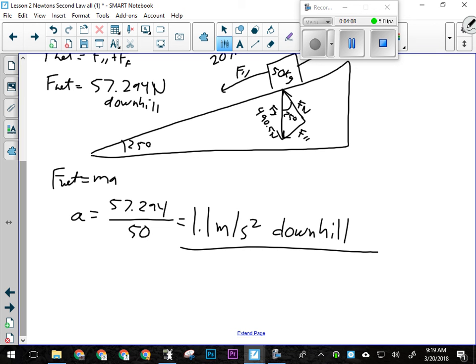Now, if you wrote on this answer 1.1 meters per second squared down, would you get it right or wrong? Is down the same as downhill? No. Okay, there's a 75-degree difference between down and down this particular hill. Down is straight down. That means the child is falling through the hill towards the center of the earth. That is not what they are doing. They are going downhill, which is different. Okay. All right, questions on how the inclined plane works?